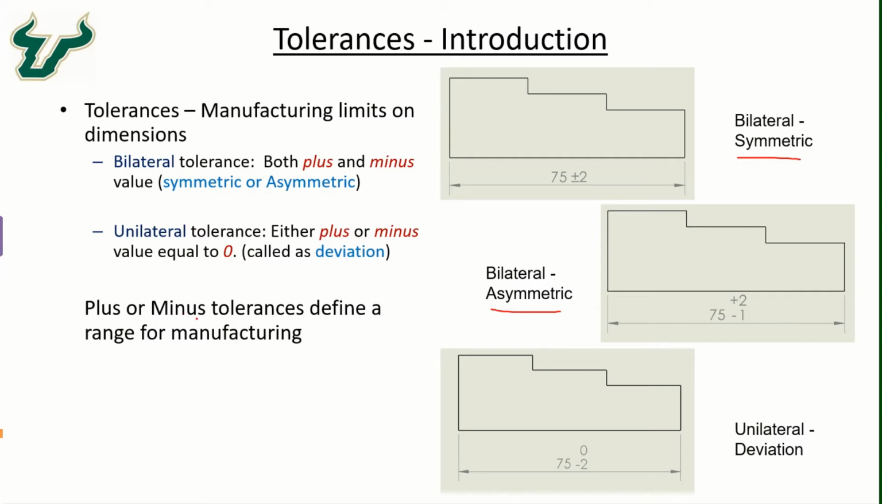The unilateral tolerance is when we have at least one of the directions with the value equal to 0, either in the plus or minus direction, and that is called a deviation. So an example of the unilateral tolerance could be something like this: 75 plus 0, minus 2, which means that we would like to have this part created with the edge length between 75 and 73 units. So plus or minus tolerances are the ones which define the range for manufacturing.